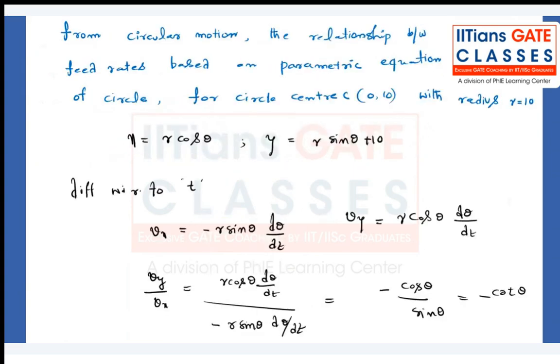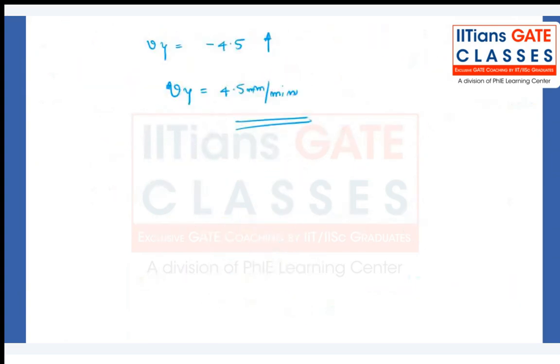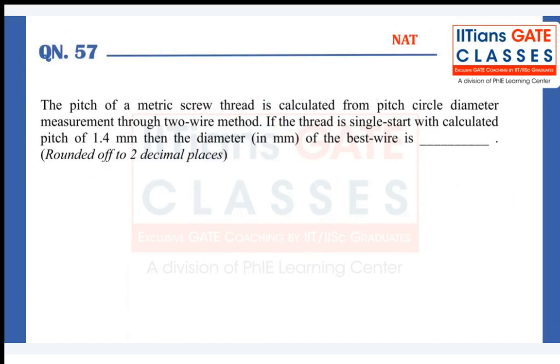Let's see another question. The pitch of a metric thread is calculated from the pitch circle diameter measured through the two-wire method. If the thread is single start with calculated pitch 1.4 mm, then find the diameter in mm.